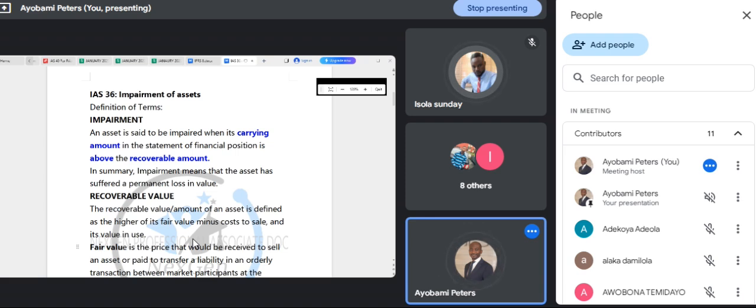So we have recovery value to be either the fair value of an asset or the value in use of an asset. That is that for that.